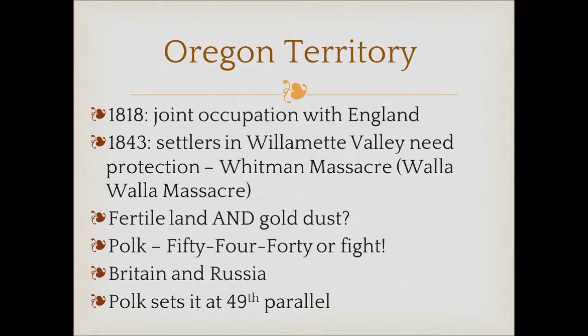So Britain comes back with this compromise. We can't give you the 54-40, but how about the 49th?